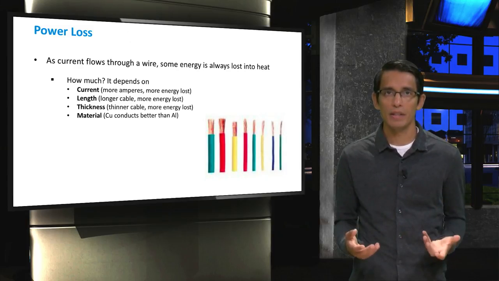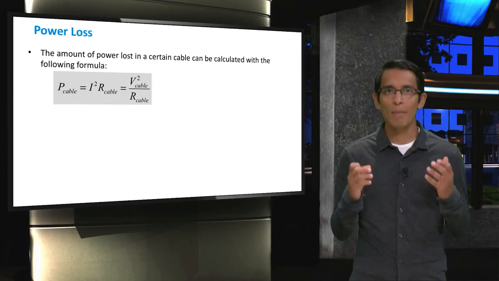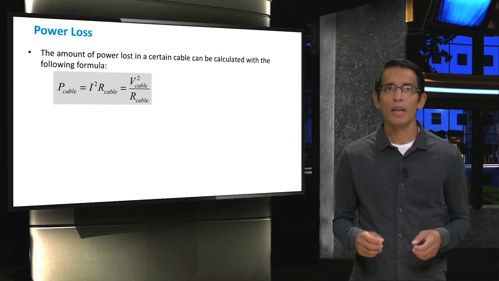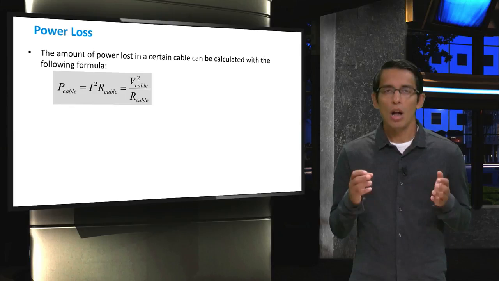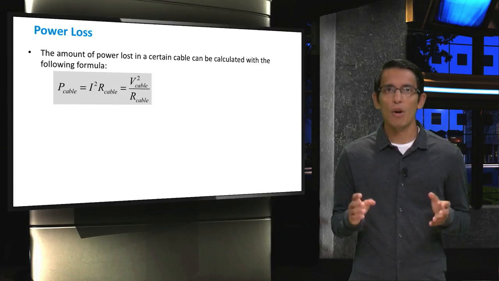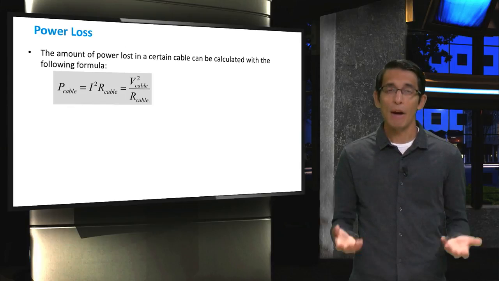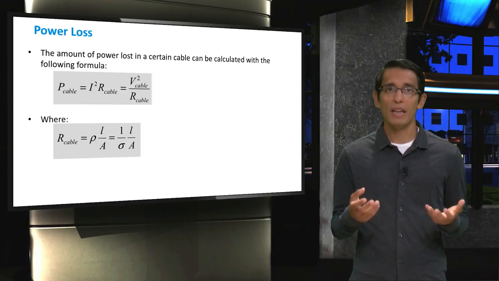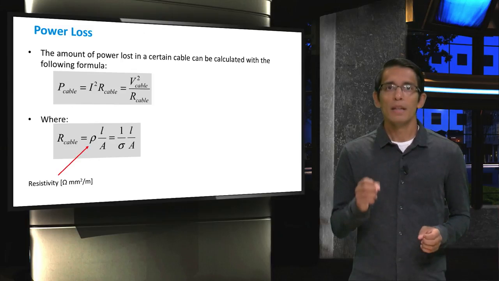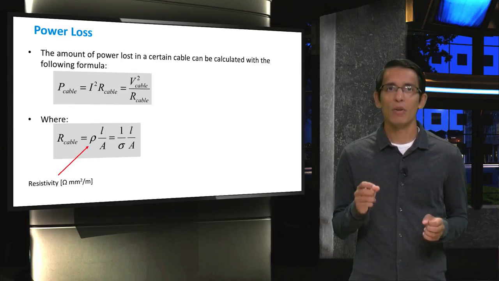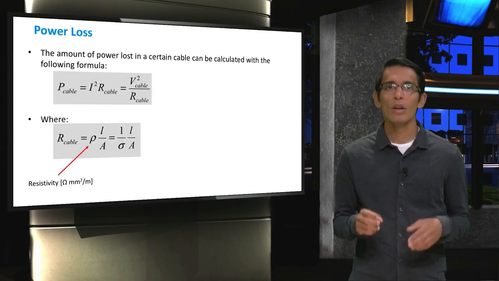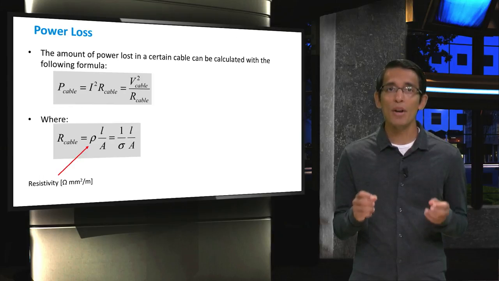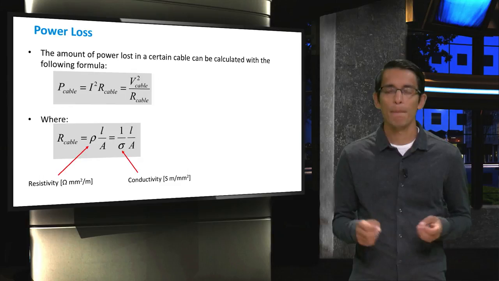So how can we calculate this? Well, the power dissipated is equal to the current squared times the resistance of the cable. Alternatively, we can use the voltage drop over the cable squared divided by the resistance of the cable. But how can we determine the resistance of the cable? Using the basic formula for resistance of any conductor, the resistance is equal to the resistivity, ρ, times the length of the cable divided by the cross-sectional area. ρ can also be replaced by 1 over the conductivity, sigma.